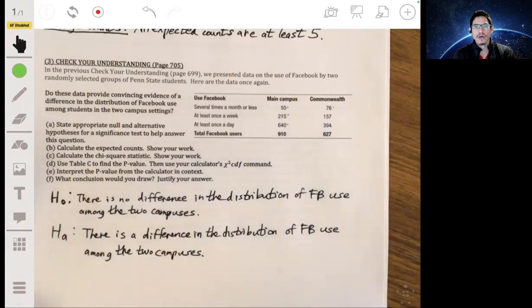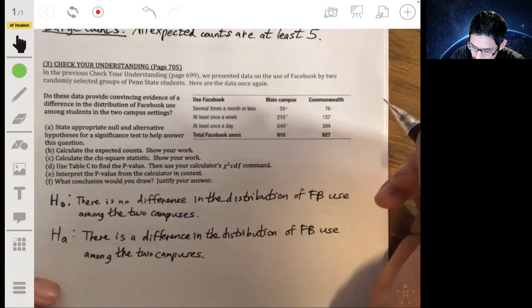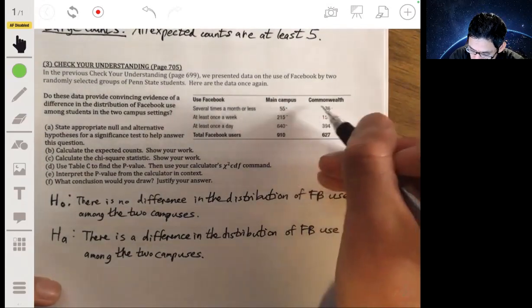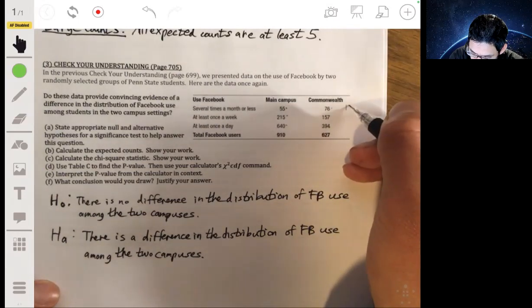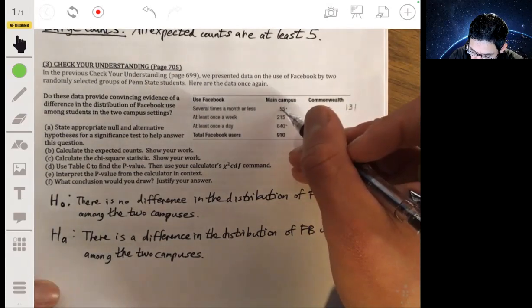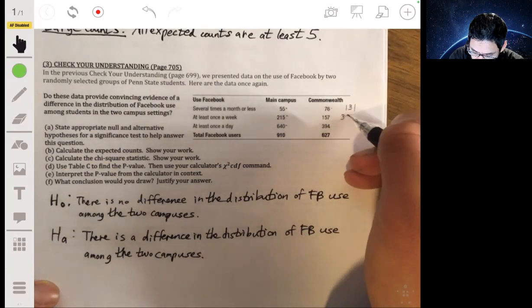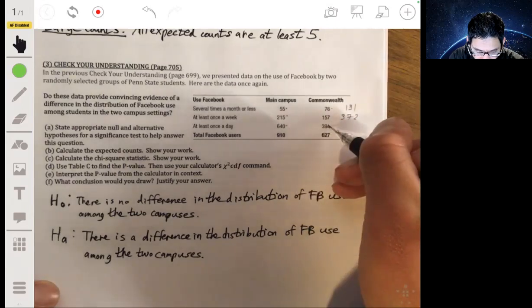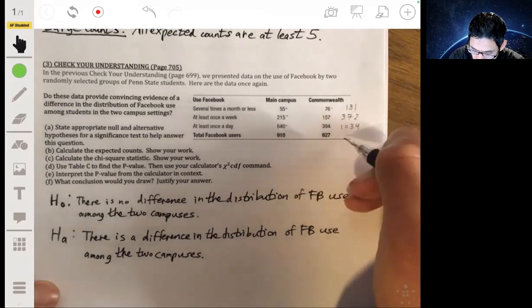So we have to figure out what would be the null hypothesis proportion. The way we want to think about this is let's first total up each row so we can see more easily what's going on. So first row, these add up to 131, 215 and 157 add up to 372, 640 and 394 add up to 1034, and the total adds up to 1537.